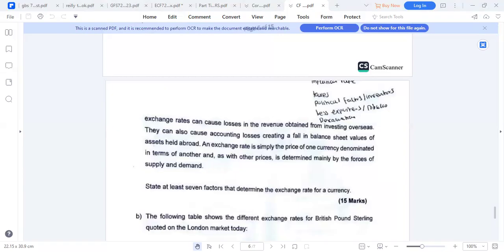Okay. Mr. Collins, what about interest rates? Interest rates, yes. All those answers are correct. Just need to put them in proportion. What about inflation? Yes, inflation rates. Interest rates, inflation rates, political stability. That's true. What else did you say?